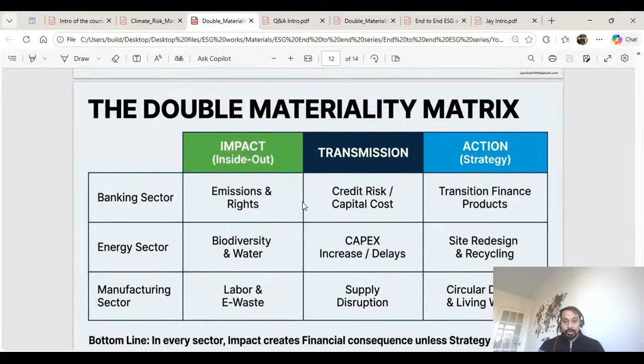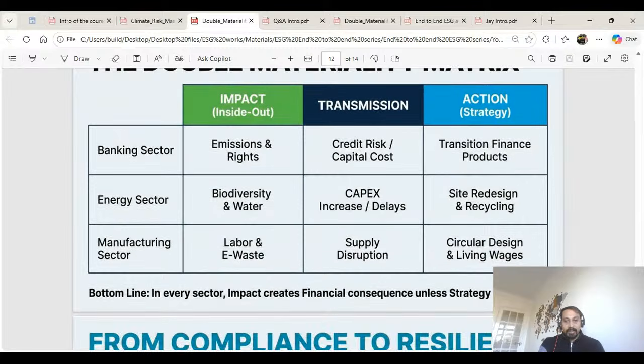We will see the actual calculations in Excel: credit risk or cost of capital, then capex increase or delays, and then supply disruptions for the manufacturing sector. To mitigate those transmissions, they have to do transition finance products, site redesign or recycling, circular design, and living wages, which is part of the overall net zero, decarbonization, or sustainability strategy. So the bottom line is very clear.